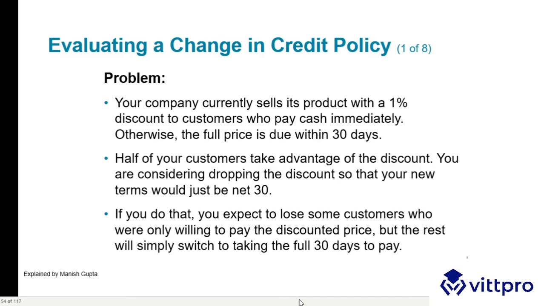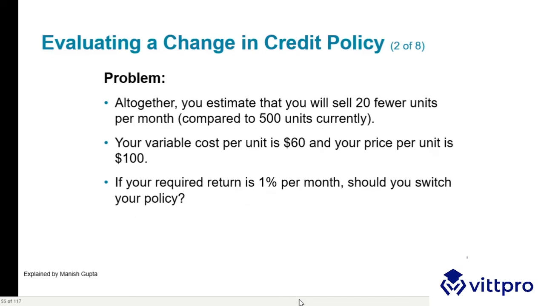Now, if you are considering, hey, I want to drop the discount, meaning I don't want to give the 1% discount anymore, I want everybody to pay me 30 days later. So what will happen? You expect to lose some of your customers who may be willing to pay only a discounted price, but the rest will simply switch, no problem. After doing an estimate or survey, you say there will be only 20 units fewer. Now you are able to sell 500 units. You will be losing customers equal to 20 units. So the rest of 480 will continue to buy from you, right?